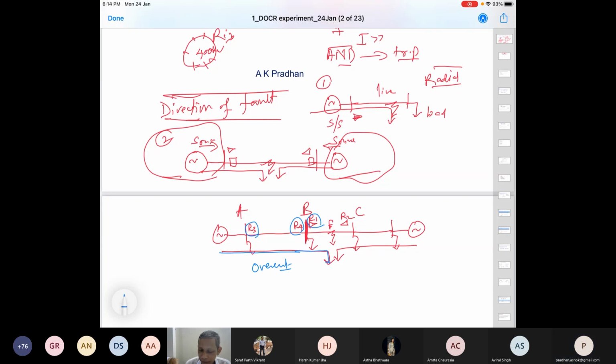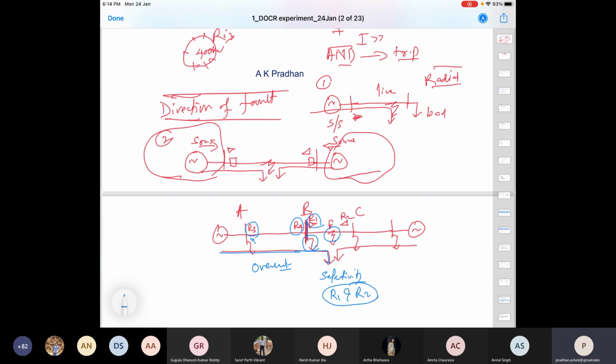That is not desirable from the selectivity point of view, that the faulted section should be isolated. If you consider a trip at R3, then this load and this load will also be affected. So that is not desirable from this perspective either. To address that, we selectively figure out that in this case R1 and R2 should trip. So R1 and R2 need to trip. Then what to do?